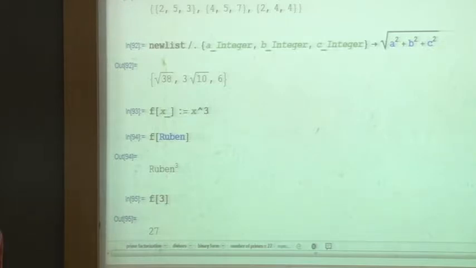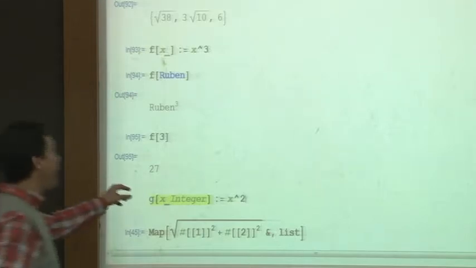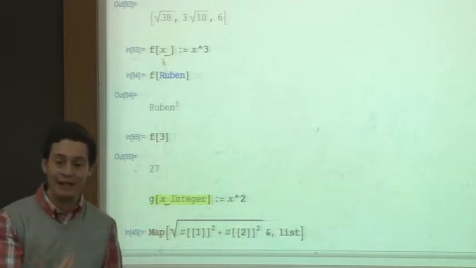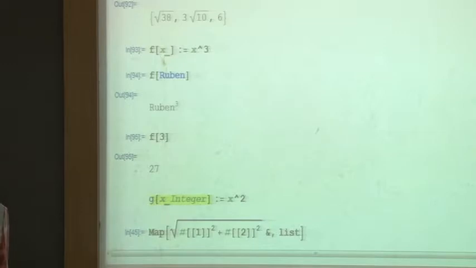But I can limit that. Let's say I only want it for integers. So what I could do now is I could put g, x, integer. Alright? Then this would be x squared. So only for those arguments that have the head integer, Mathematica will give me the square. Anything else will not give me anything. Ngerti? Okay, so I'm limiting what I want, right?